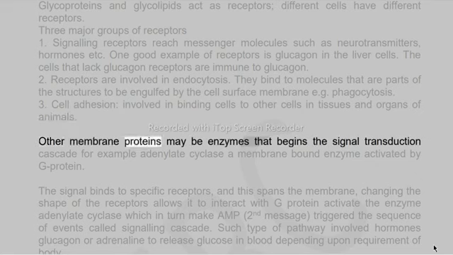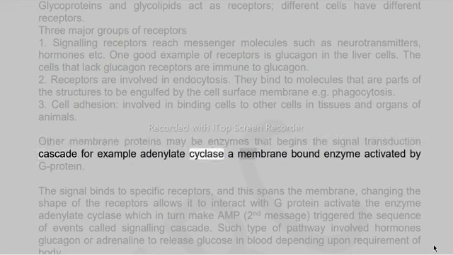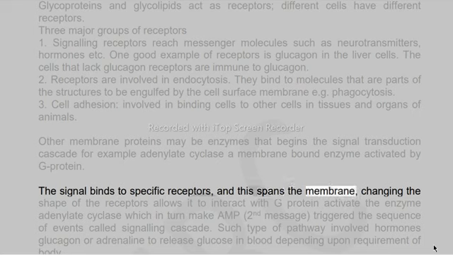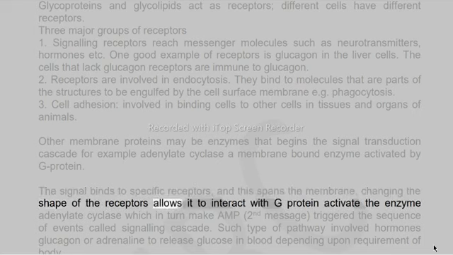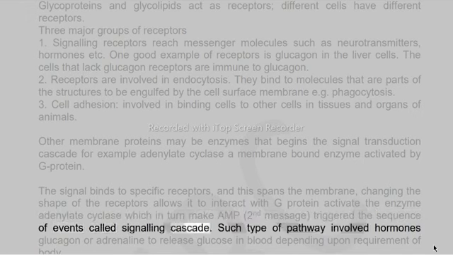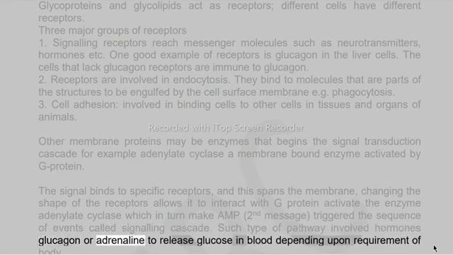Other membrane proteins may be enzymes that begin the signal transduction cascade, for example adenylate cyclase, a membrane-bound enzyme activated by G protein. The signal binds to specific receptors that span the membrane. Changing the shape of the receptor allows it to interact with G protein and activate the enzyme adenylate cyclase, which in turn makes cAMP, the second messenger, triggering the sequence of events called the signaling cascade. Such a pathway involves hormones glucagon or adrenaline to release glucose into the blood depending upon the requirement of the body.